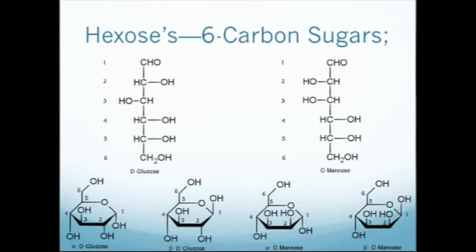Hexoses are 6 carbon sugars, and you can see that between glucose and mannose, there's just some differences on where the OH is. And you have the linear form above and the cyclic form below.